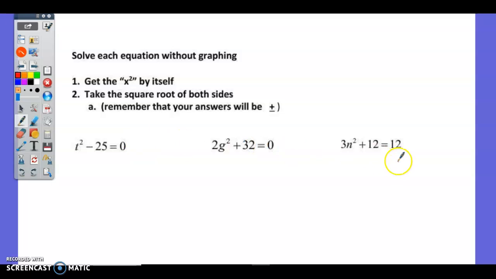If I set them equal to 0 first and I type them all into Desmos, then I will get a graph. And this one's not set equal to 0, so that would be difficult to do.